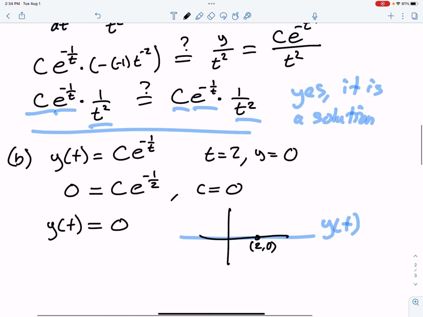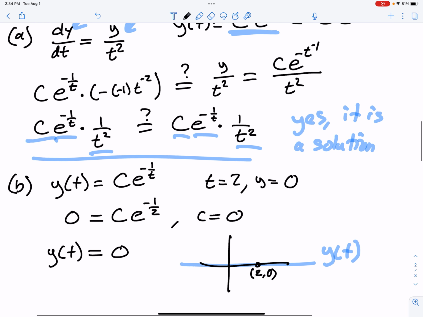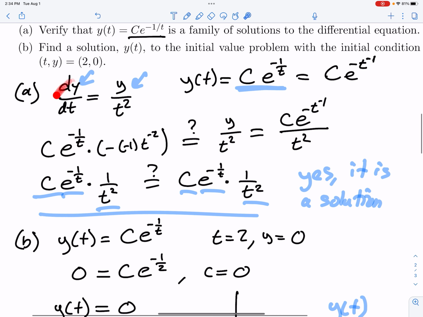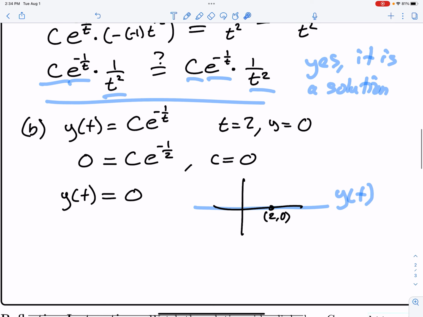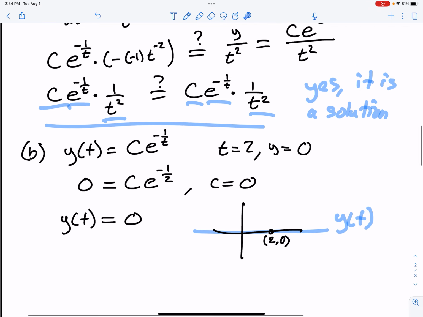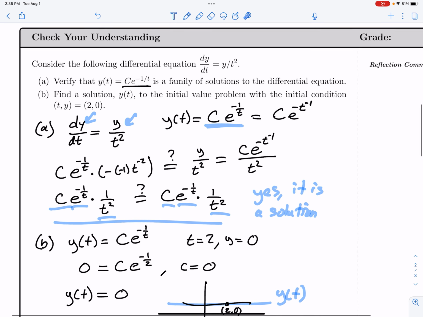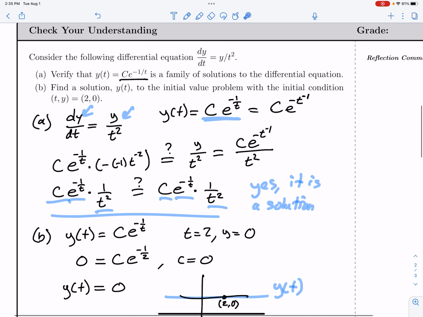And you can also check that it's still a solution because what is the derivative of the 0 function? Well, it would be 0, so this would be 0. And if y is equal to 0, 0 over t squared is also 0, so you do get 0 equals 0. It's definitely a solution, and it passes through the point (2, 0). All right, so that is how you solve that check your understanding problem right there.